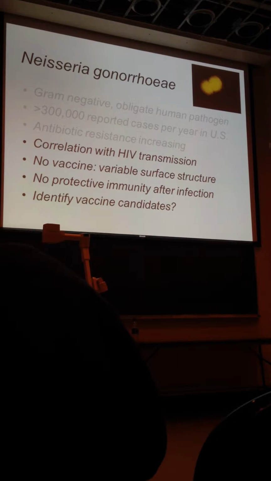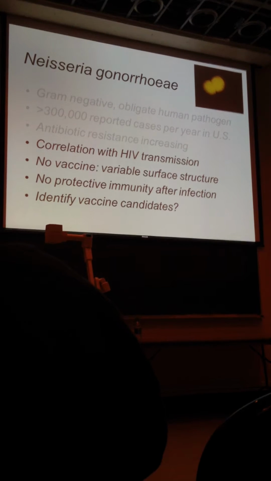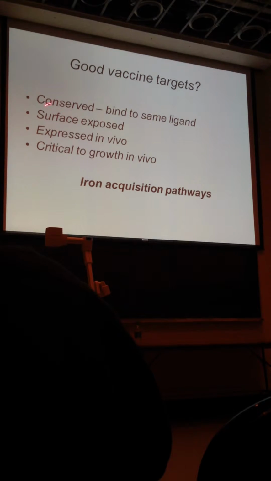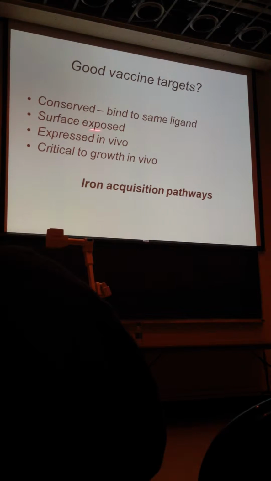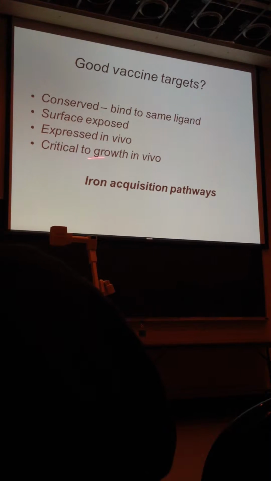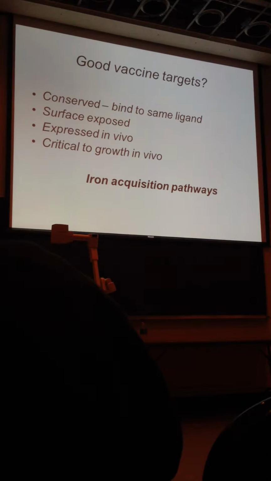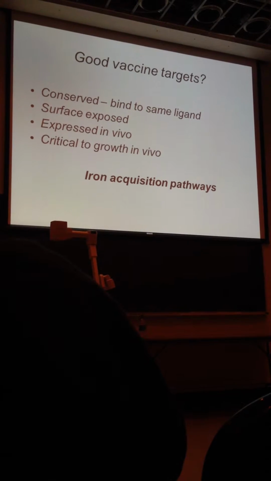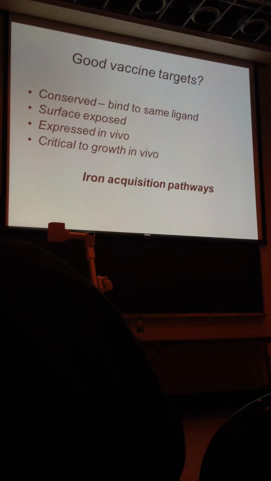So one of our main chief goals is to identify more stable targets that we could use as potential vaccine candidates. So what would you like to see in an ideal vaccine candidate? Well, it needs to be conserved from one strain to another. It needs to be surface exposed. It needs to be expressed in vivo in the host, in the human. And it needs to be critical for growth in vivo. And so we focused on iron acquisition pathways as potential vaccine antigens because they fit all of these categories. Some of them are very well conserved. They are surface exposed. They bind to the same ligand.